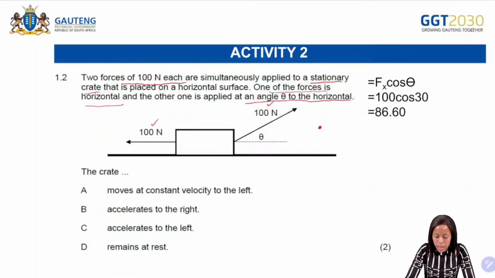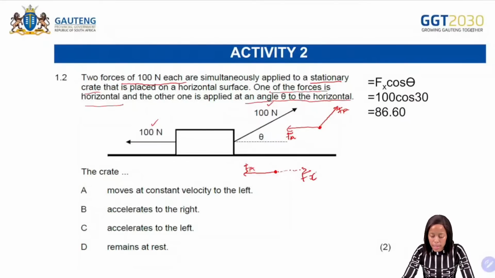So what are we going to do? We can firstly have our free body diagram. On the left-hand side, we have an applied force, which is 100 Newton. And on the right-hand side, we have another applied force, which is 100 Newton. But in terms of components, the horizontal forces are the applied force on the left, and on the right-hand side we are going to have Fx.